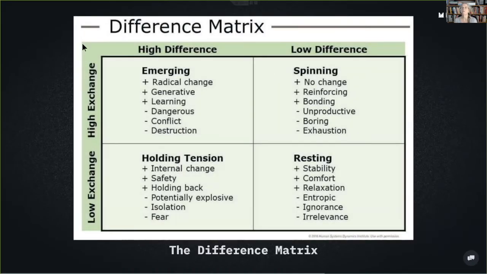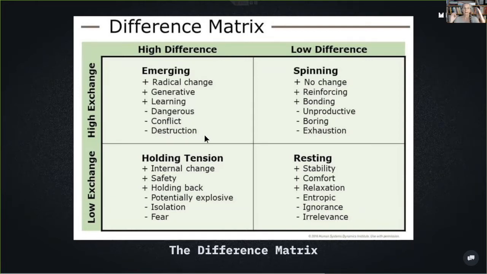So in HSD, there's this difference matrix, which helps us think within the context of a given container. The bigger we make the container, the harder it is to define or understand these things. So you want to first wisely choose what container we want to look at right now, for this particular moment, to address this particular issue or question that we're holding. A container that has a lot of difference and a lot of exchanges is an emerging context, which can lead to radical change, be very generous and bring lots of learning. It can also be very dangerous and conflictual and destructive.